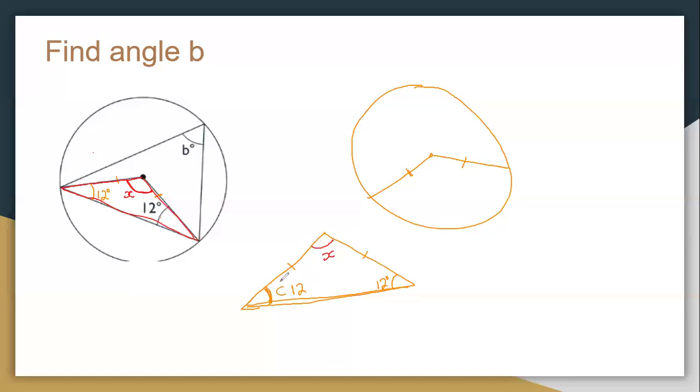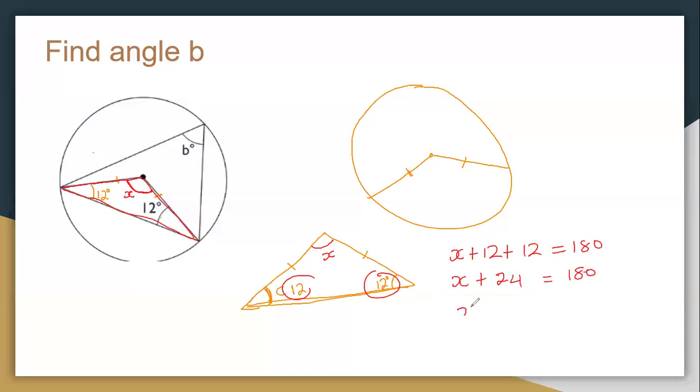Angles in a triangle add up to 180. It means that when I have my angle X plus 12, this 12 here, plus this 12 here, I must be able to get 180 degrees. So here we collect like terms, we shall say X plus 12 plus 12. So you add up the 12 plus 12, and we shall get 24, which will equal 180.